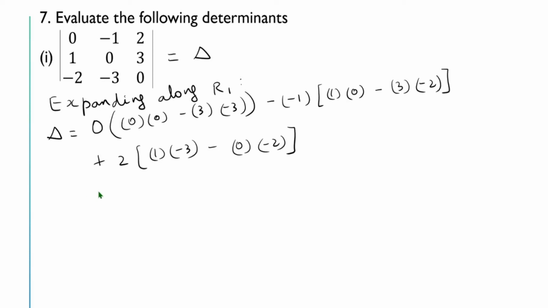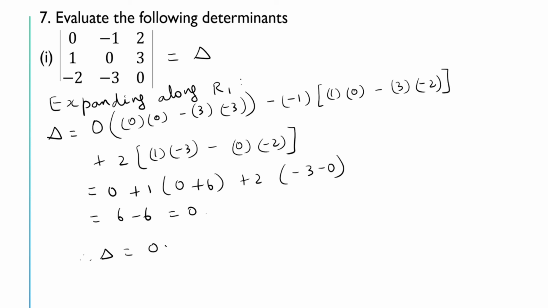So this is equal to 0 into anything is 0, so this will be 0. Here minus of minus 1 is plus 1. So plus 1 into 0 is 0. Here minus 3 into minus 2 is minus 6. Minus of minus 6 is plus 6. Plus 2 into minus 3 minus 0. So this is equal to 6 minus 6. This is equal to 0. So the value of the given determinant is 0.